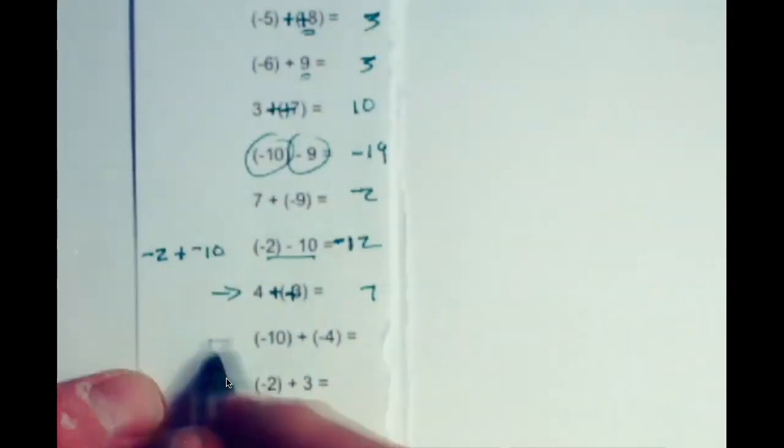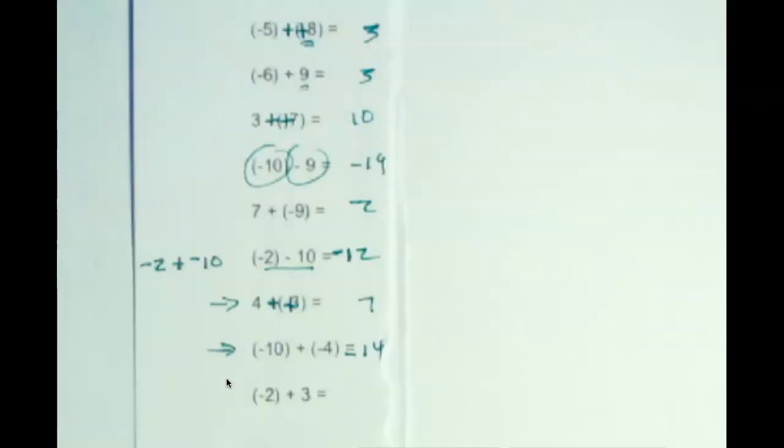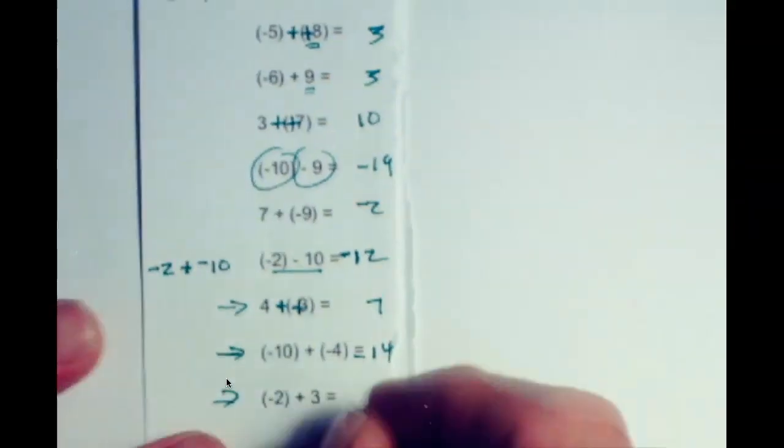Okay, try this next one here on your own. These are the same signs. It is 14. And yes, it is negative. All right, last problem. Yes, it's 1. It's positive because this has a greater absolute value. All right, thanks.